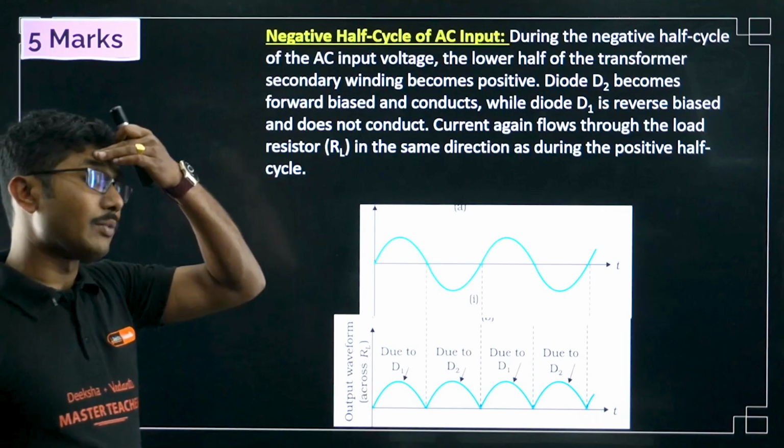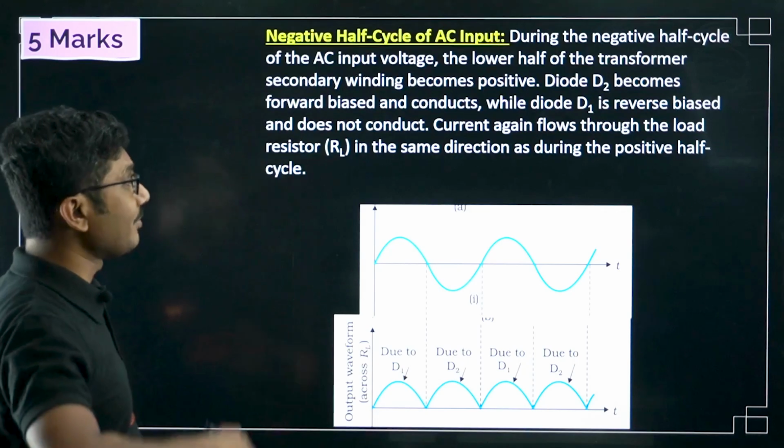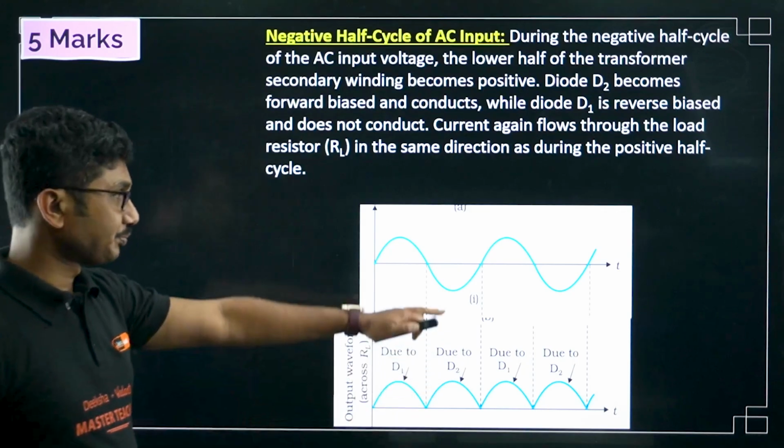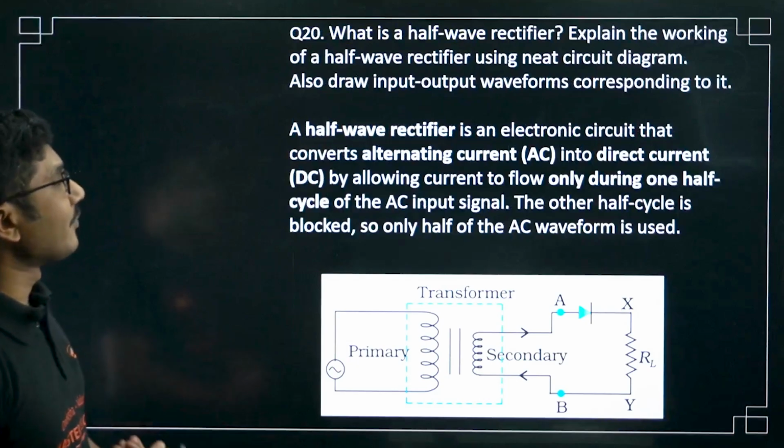So negative half cycle, positive half cycle, both half cycles you have to explain, you have to draw the circuit diagram and the output waveform as well. Now similarly, what is half wave rectifier?